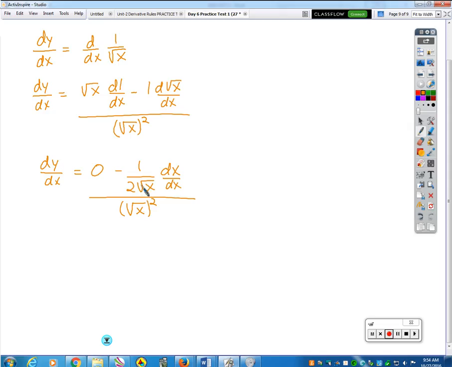What does the 2 come from? Simply the square root rule. The square root rule says that the derivative of the square root of something is equal to 1 over 2 times the square root of the something. Can you see it, Heidi?